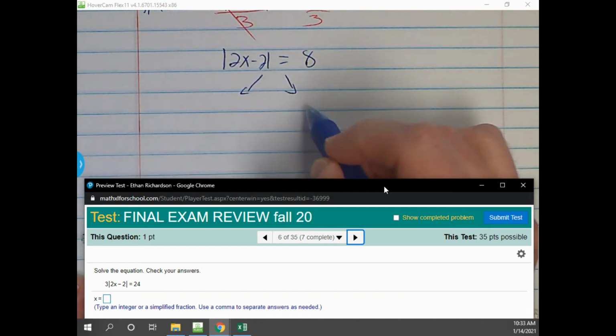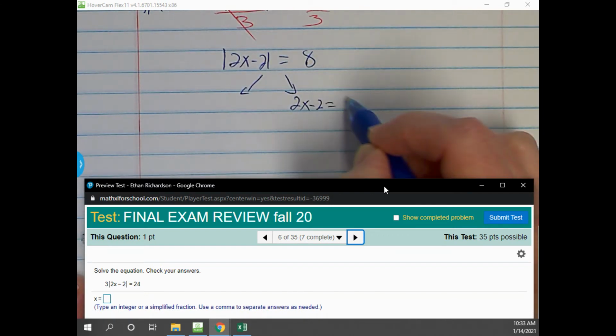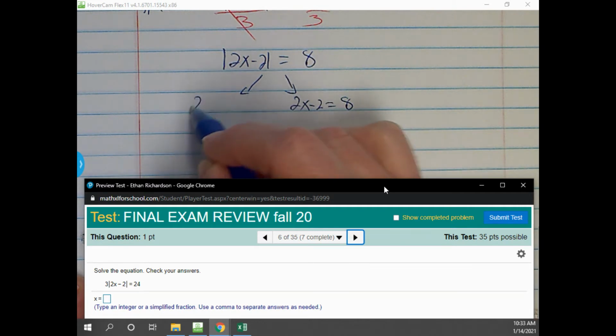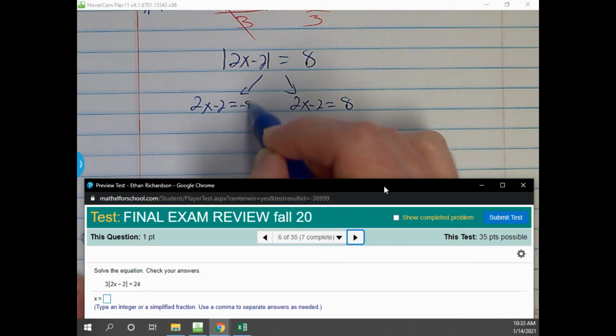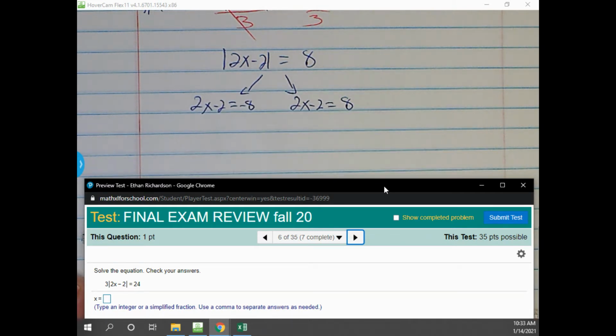One time we're going to have 2x minus 2 equals positive 8. The other time we're going to check what happens when we do 2x minus 2 equal to a negative 8. Solve those two equations, and then those are the answers we're looking for.